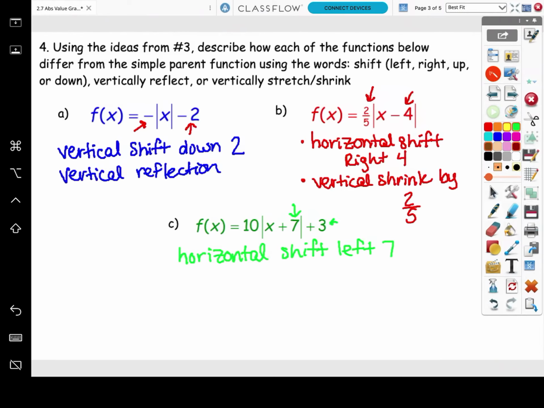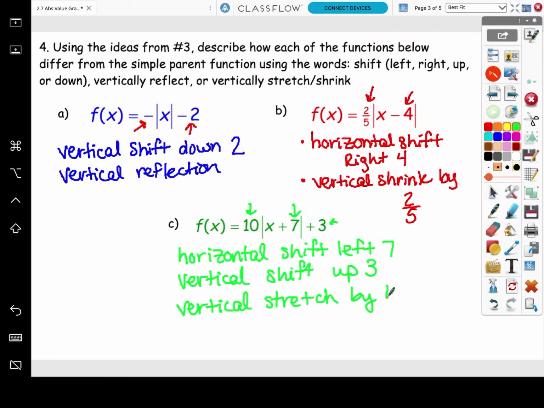Left 7. And then I'm going to do something else, right? I'm going to add 3 on the outside, so vertical shift up 3, and finally we have this 10 that is a vertical, it's bigger than 1, so it will be a stretch by 10.